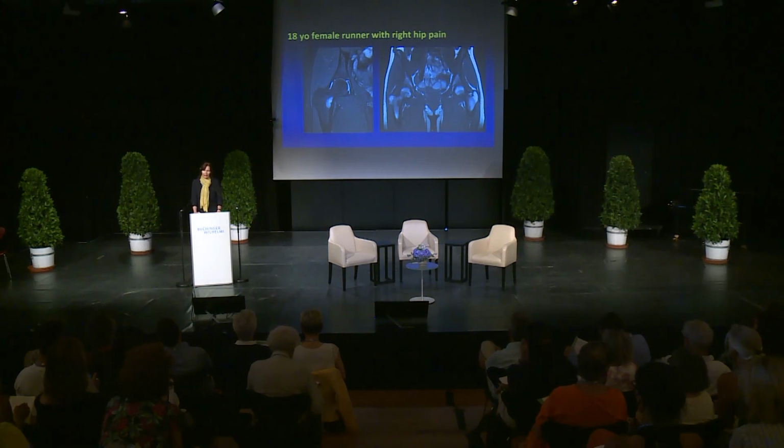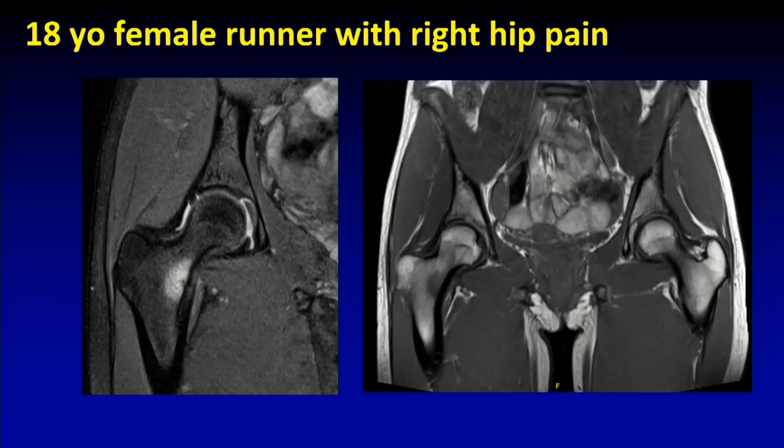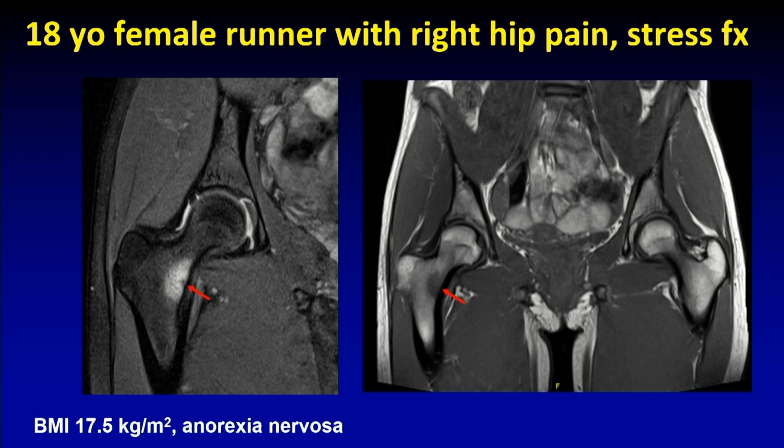So here is a different patient. I told you that I'm going to show some MRs. This was an 18-year-old female runner with right hip pain. I don't think there are any radiologists in the audience, but just to show you there is something abnormal in the femur here, and there is a line, so this was a stress fracture. And I just want to show you that this person doesn't have a lot of subcutaneous tissue and had maybe a little more marrow fat than usual, and this was a patient who had a low BMI and had anorexia nervosa and had a stress fracture.